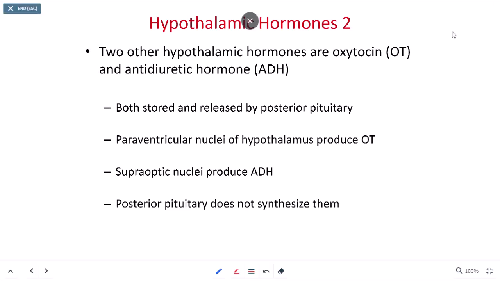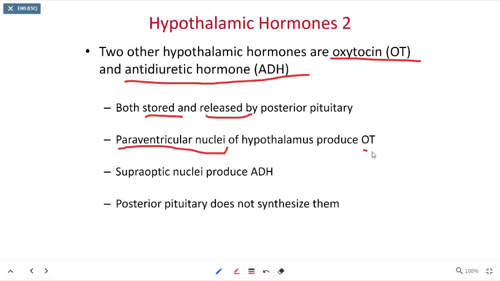Now, as we're looking at the hypothalamic hormones, the 2 that I mentioned before that we really want to focus on are oxytocin and antidiuretic hormone. They're going to be produced in the hypothalamus and then stored and released by the posterior pituitary gland. Within the hypothalamus, it's the paraventricular nuclei that produce the oxytocin and the supraoptic nuclei that produce the antidiuretic hormone. And I need to emphasize this again and again: the posterior pituitary gland does not synthesize these hormones. It stores and releases these hormones.